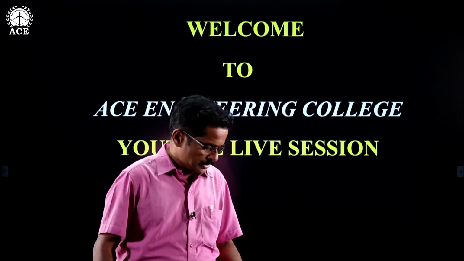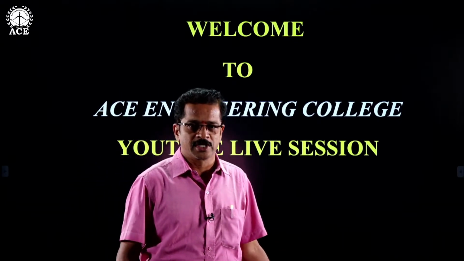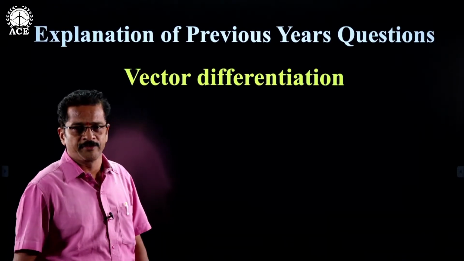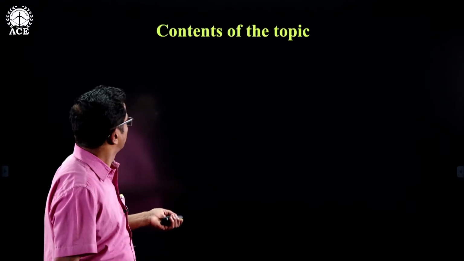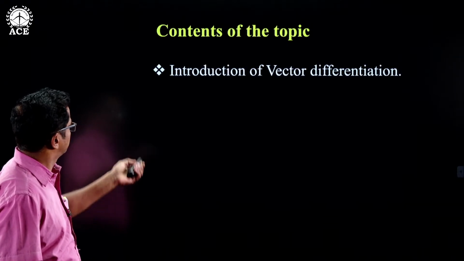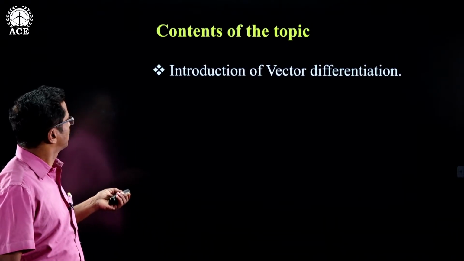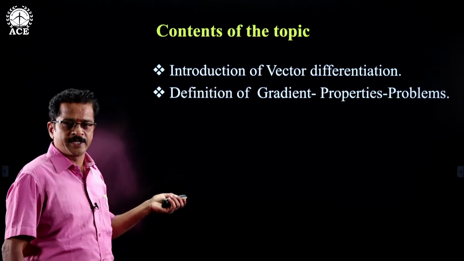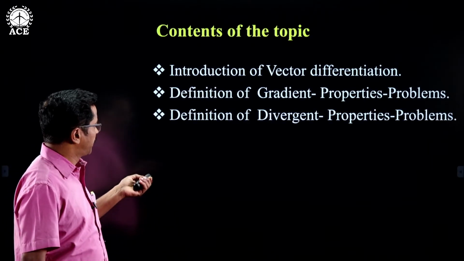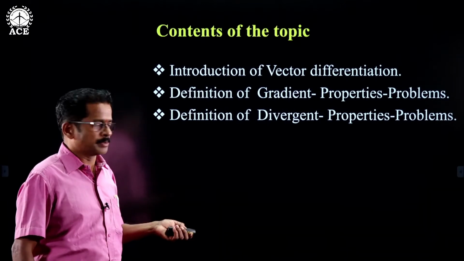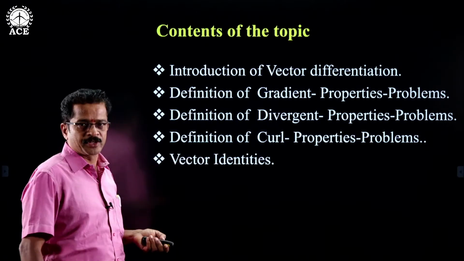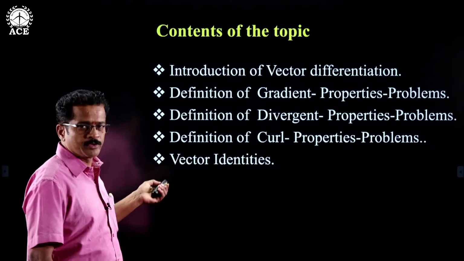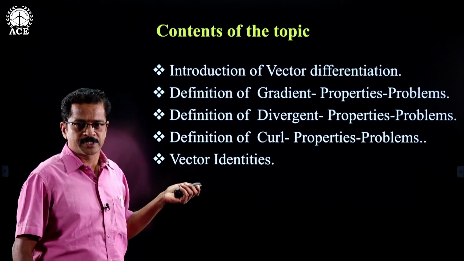So today our topic is vector differentiation. The list of contents: introduction of vector differentiation, definition of gradient and its properties and problems, definition of divergence, properties and its problems, and definition of curl, properties and its problems, and vector identities. These are the topics we are going to discuss under vector differentiation.